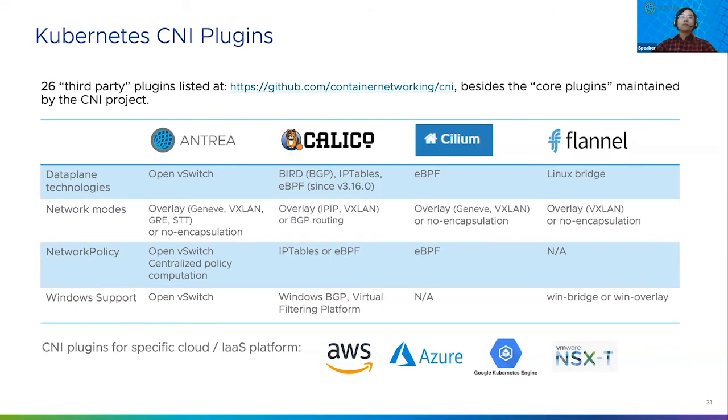Almost all its features are implemented using OpenVSwitch. Calico uses BGP to implement the routing of pod traffic and leverages iptables for network policy enforcement. Since the recent version 3.16, it also supports eBPF for network policies. Cilium's data plane implementation is mainly based on eBPF. Flannel is another popular network plugin. It's very simple and leverages a Linux bridge for connecting pods to the network.